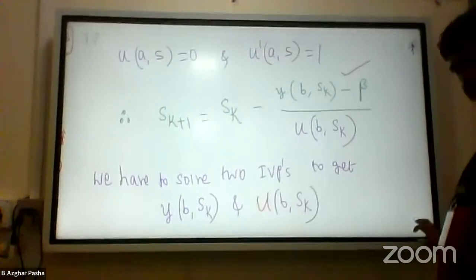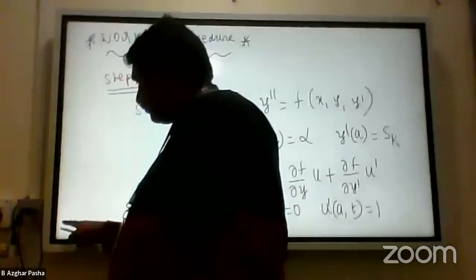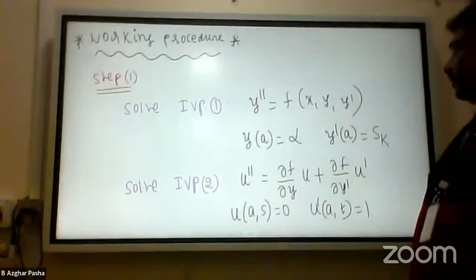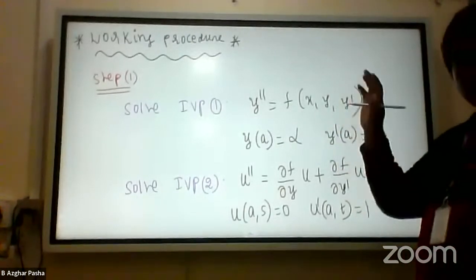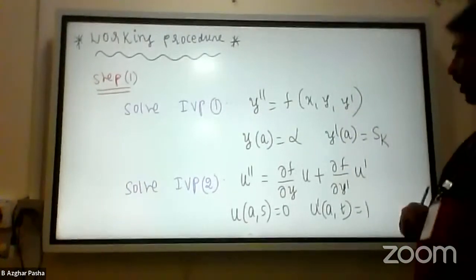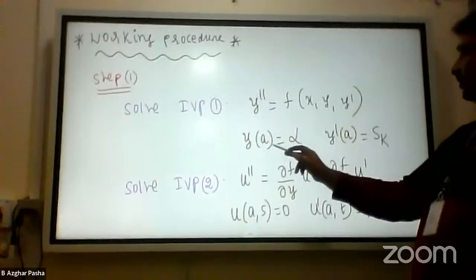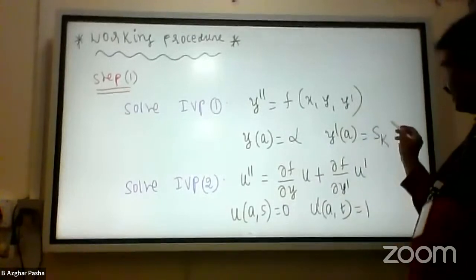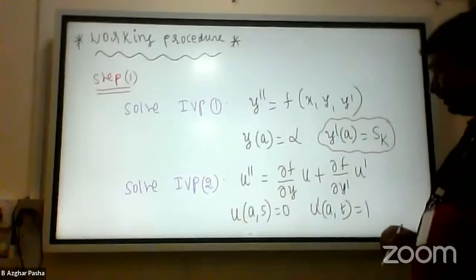This is the logic. The working procedure I will explain. This is given from the boundary value problem. I am constructing initial value problem 1, IVP1. The same problem, same first condition, y of a equal to alpha, y dash of a is equal to s_k. I am assuming it as s_k. I have to improve this value.